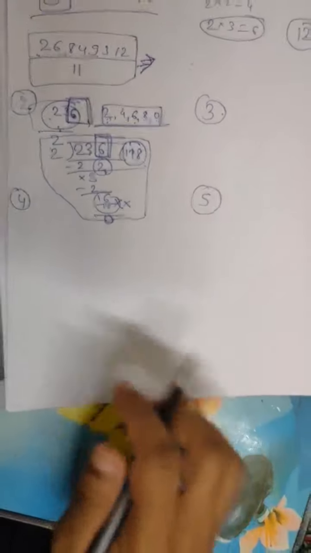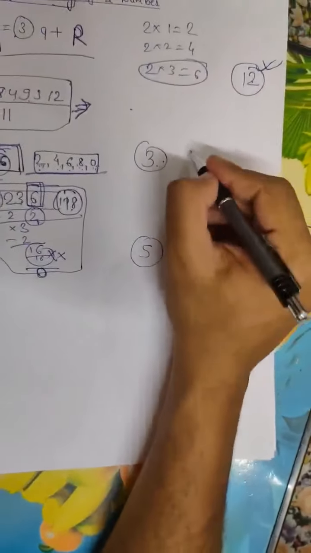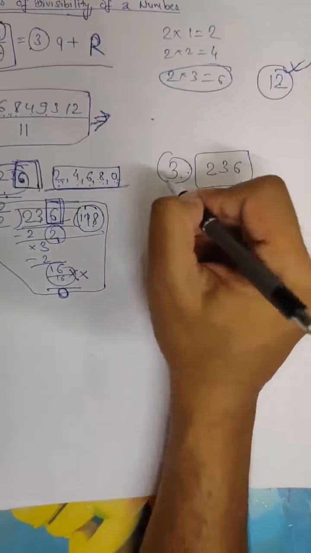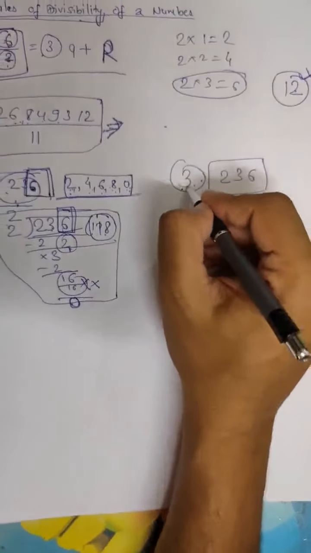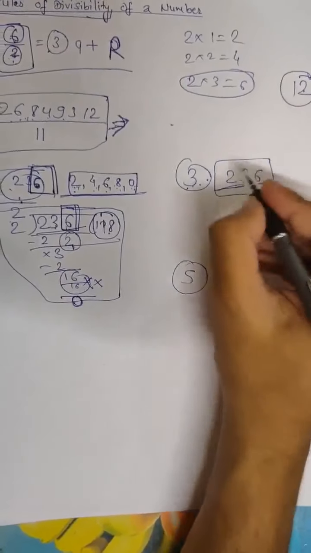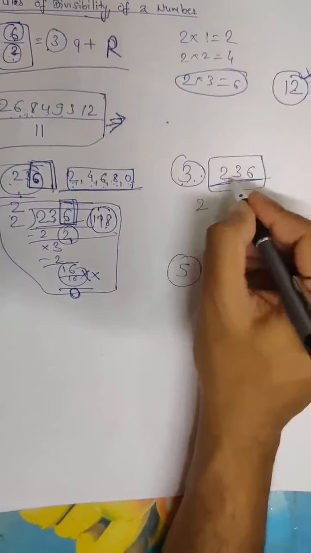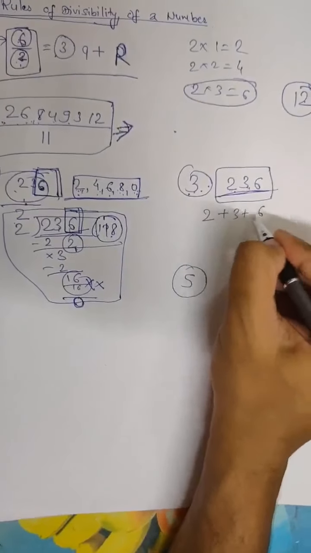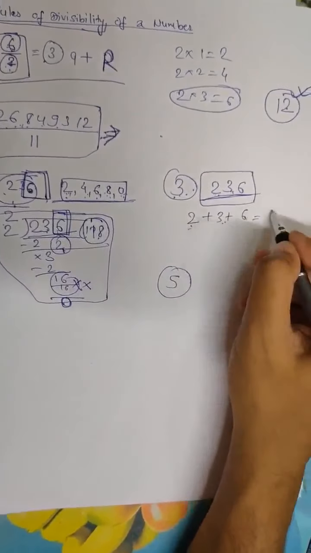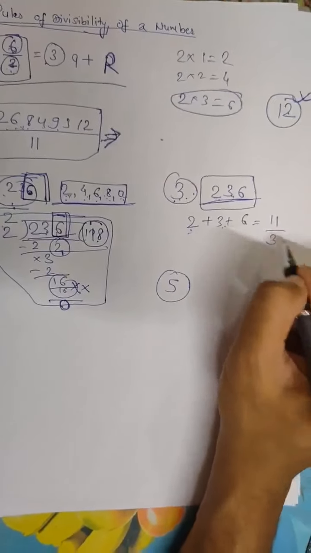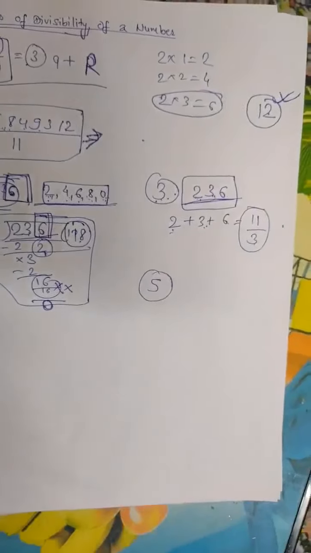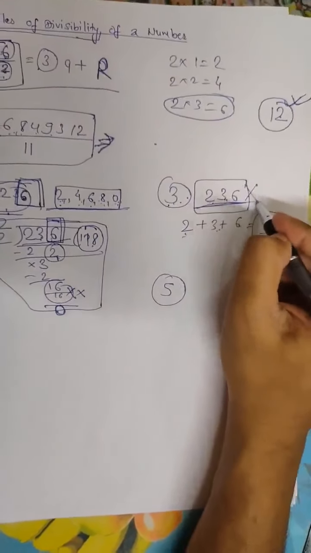Similarly, let's move to the divisibility rule for 3. If we take the same number 236, is it divisible by 3 or not? The divisibility rule for 3 is that the sum of all the digits should be divisible by 3. The sum of all the digits means 2 plus 3 plus 6. What does it become? 2 plus 3 is 5, 5 plus 6 is 11. Is 11 divisible by 3 or not? We definitely know 11 is not divisible by 3. So we can say that this number is not divisible by 3.